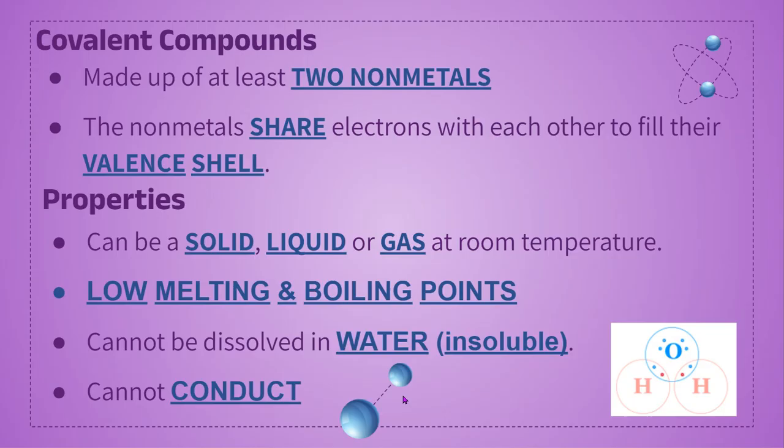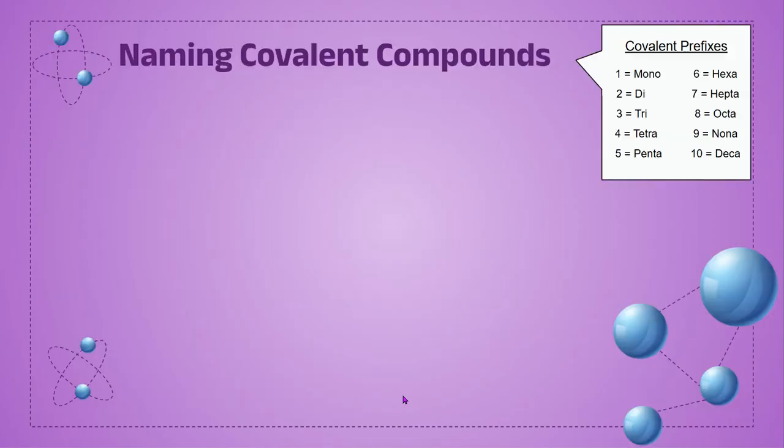All right, properties of covalent compounds. Ionic compounds are all solids at room temperature. Covalent compounds can be solids, liquids, or gases. There's a lot of variety in covalent compounds. Covalent compounds have low melting and boiling points. Most of them do not dissolve in water, which means they're insoluble. And they also do not conduct electricity or heat in any state.